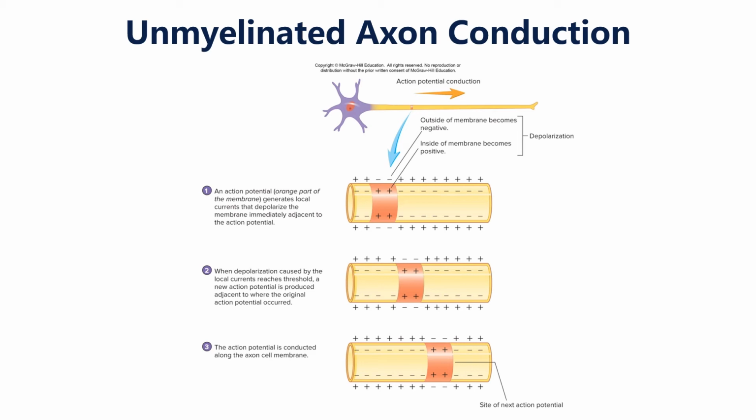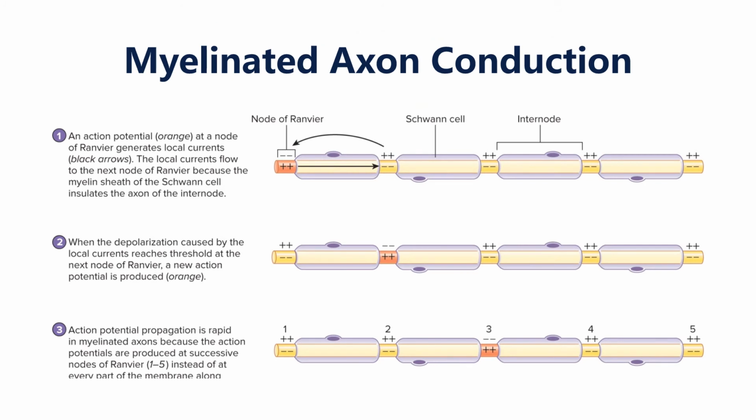And then for a myelinated axon, instead of going all throughout the membrane, what happens is that it's jumping from one node to another node. So if this is your internode, you have here the node of Ranvier, and you have the Schwann cell in between. Instead of the action potential traveling all throughout, they jump from one node to another. So it's faster than in an unmyelinated axon.